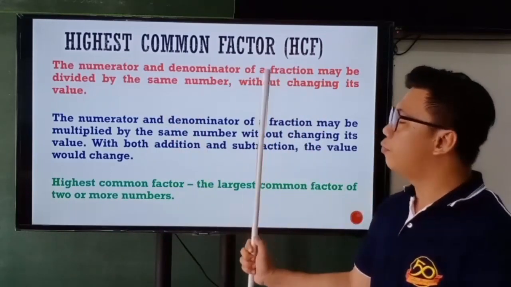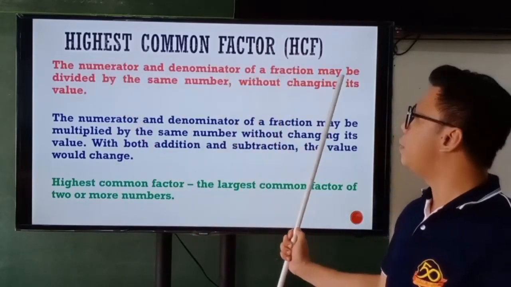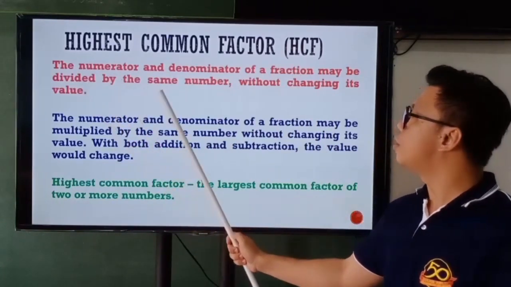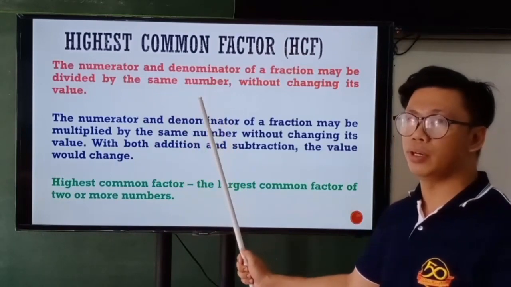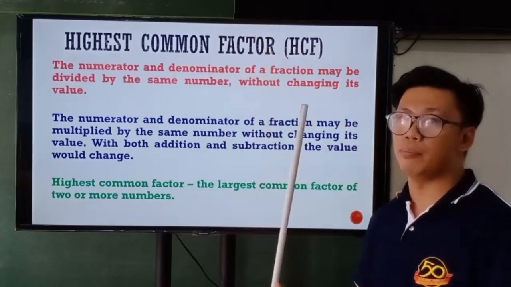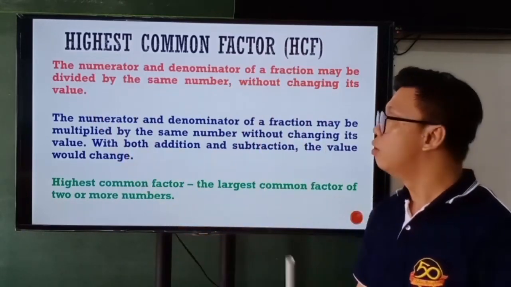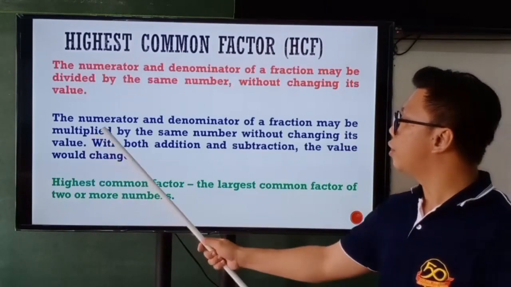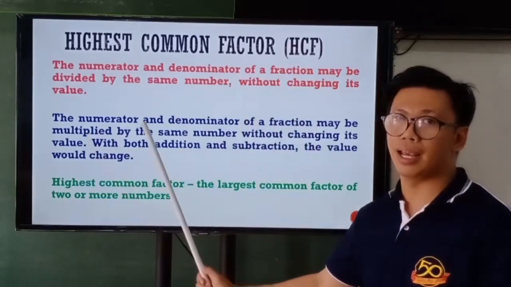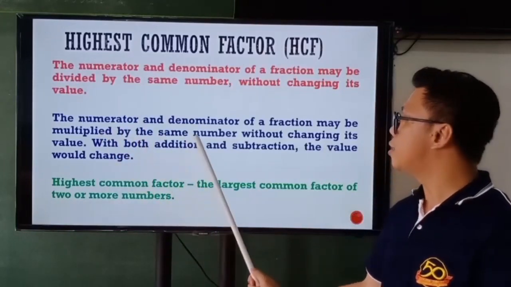Again, highest common factor, the numerator and denominator of a fraction may be divided. Always remember that, may be divided by the same number. So what we use in the numerator we will use in the denominator, without changing its value. Understand? Or the numerator and denominator of a fraction may be multiplied. Again, we can use divided or multiplied by the same number.